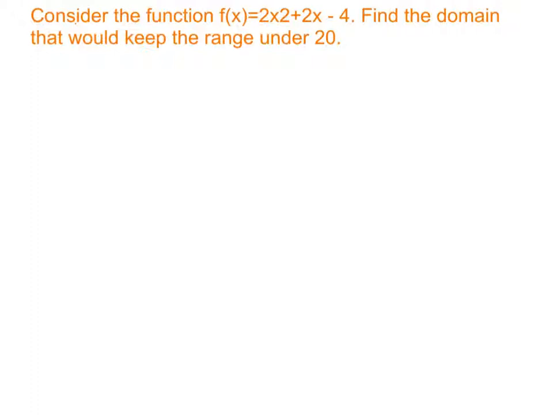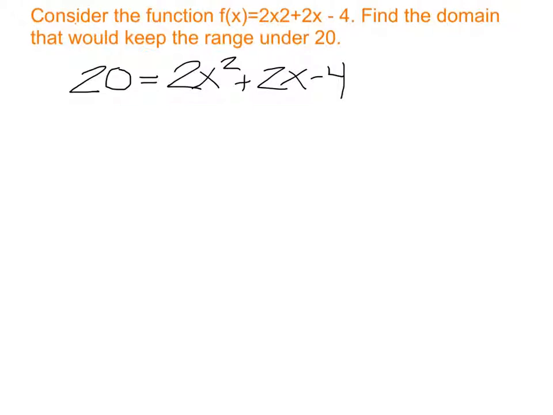So I know that I want my y to be under 20. To do that, I'm going to try and solve this equation. I'm going to set my y equal to 20, and I'm going to write out the equation, 2x squared plus 2x minus 4. And my hope is that by setting this y equal to 20, I'll find values of x that will keep my range under 20. In other words, I will find items in the domain, my values of x, that would keep my range under 20. So let's see if this process works.